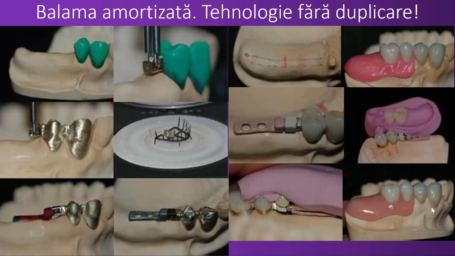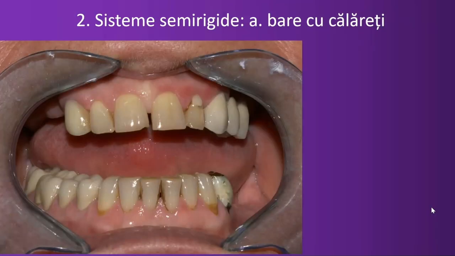So now we spoke about resilient systems. Now let's talk about half-rigid or semi-rigid. I have a special respect for bars.